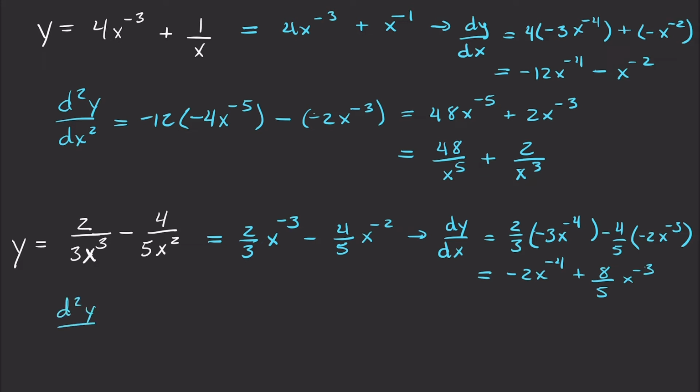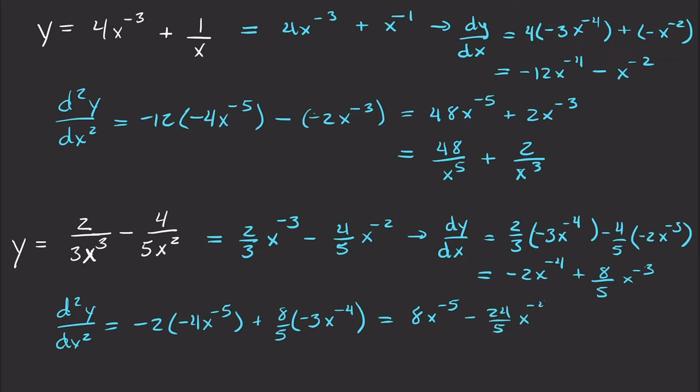And then to get my second derivative, again, I'll pull out my -2. My -4 will come down from my exponent, and it will go down to a -5. I have 8/5 out front of my second term. I'll bring down my exponent of -3, and that will go to -4. And then I can simplify, so minus and minus will be positive 8 x to the -5th. -3 and 8 will be -24 over 5 x to the -4th.